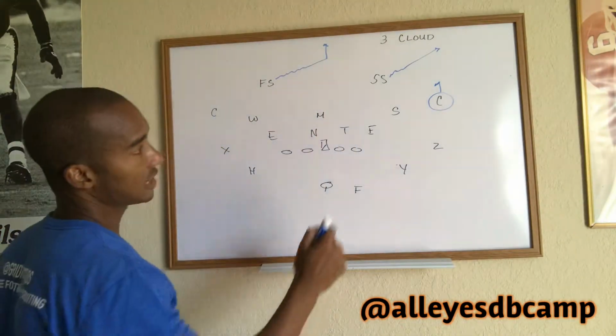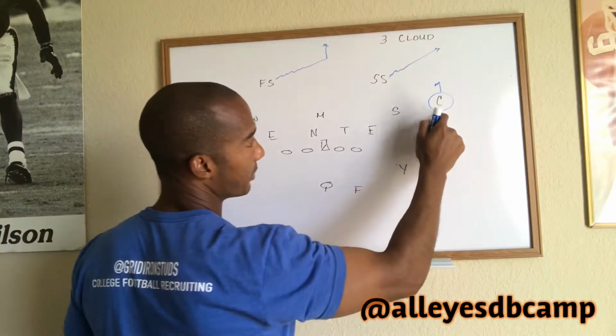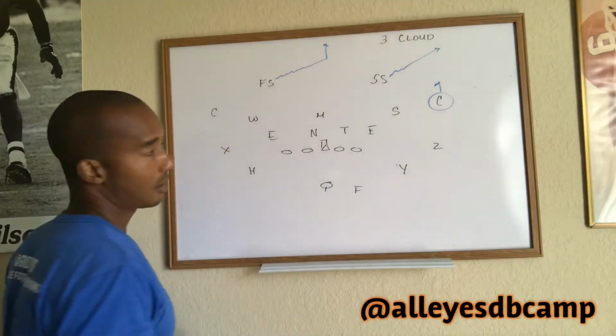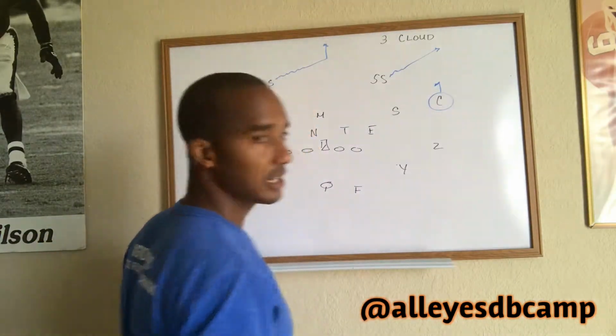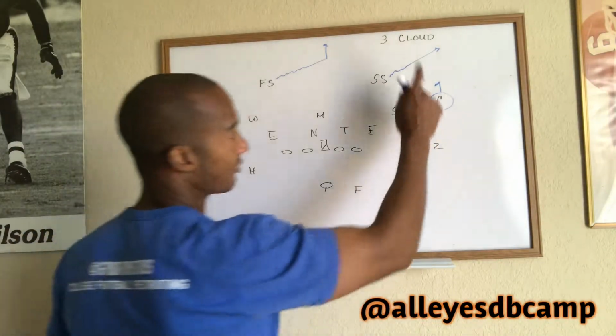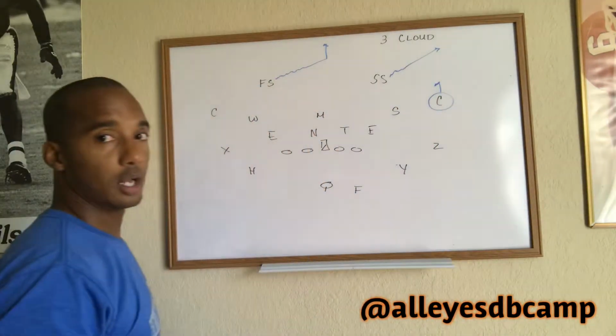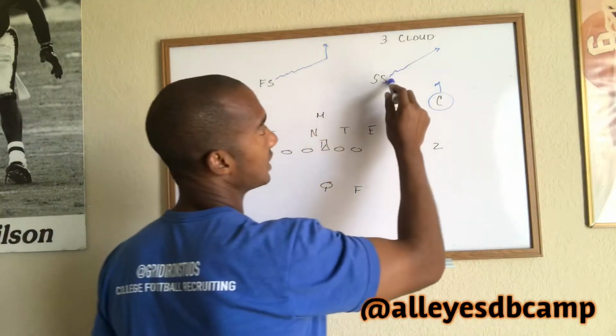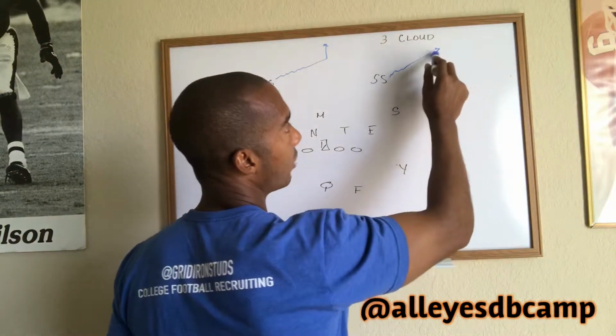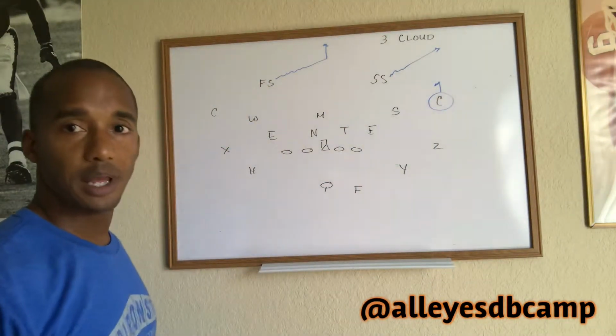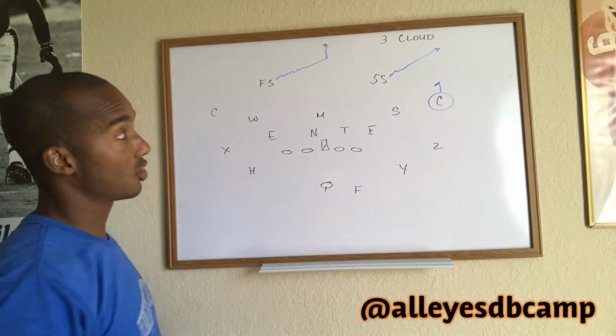All right, so let's take a look at what we've got. Corner's up here in the flat area. He's going to handle anything in those flats. He doesn't have to worry about the deep ball on his side of the field, because the strong safety now is going to come off of that hash right away and get over the top and be the deep third player on that strong side.